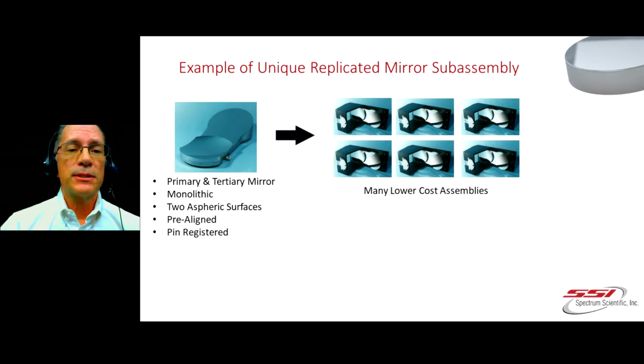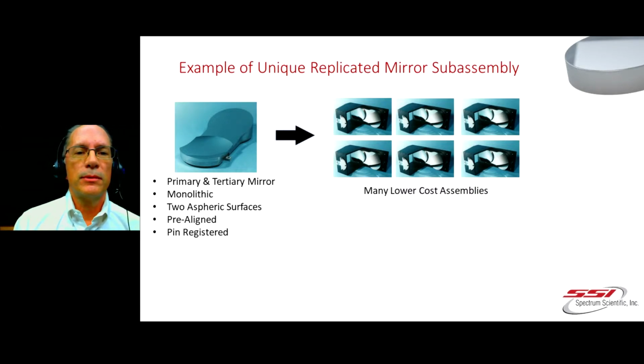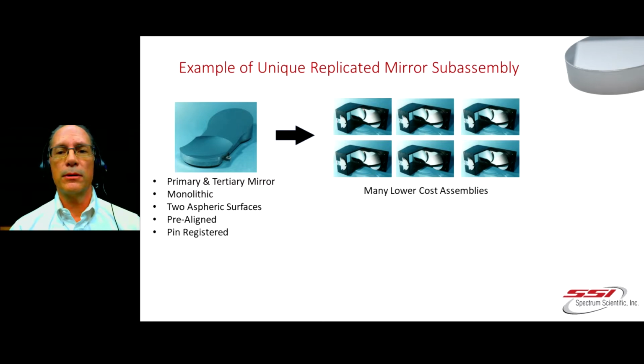So you can see the assembly on the right. Many of these assemblies, I believe hundreds of these, were made. So this is a telescope, a 3-mirror anastigmat, and you can see the primary, secondary, and tertiary mirror in the assembly. And I think it's a very clever application of a replicated optic.